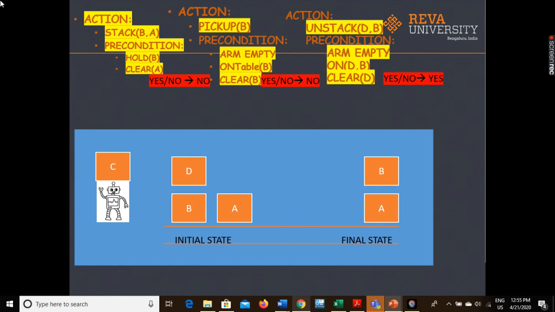Now is D clear? Yes. So what is the next thing I can do? I can check if D is over B. This condition is also true. And is the arm empty? No. The arm is holding C. So what do I need to do? I need to put down C somewhere on the table and then pick up this particular D.